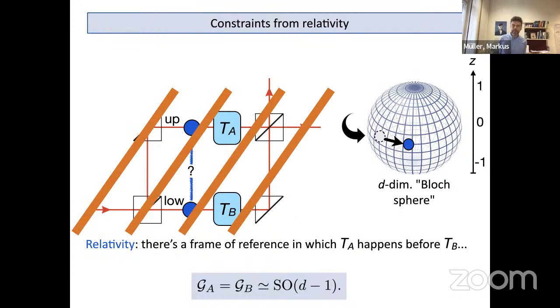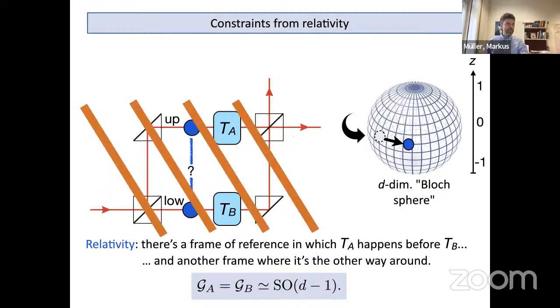Good. Now here comes relativity of simultaneity. So relativity tells you that there is one frame of reference, flying by in a spaceship, where it seems to you that when you do this in parallel, TA and TB, the TA happens first and then TB. But for another frame of reference, it would be the other way around, TB first and then TA. But both frames of reference, both descriptions would agree on the probabilities of all measurements that you might want to do in the end. But this can only work if the transformations commute, right? So if TA TB is the same as TB TA.